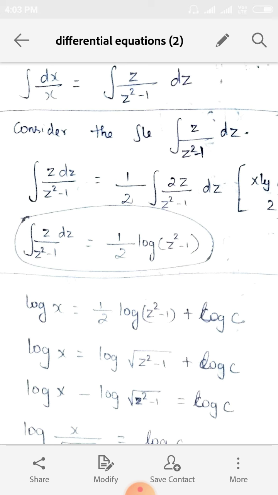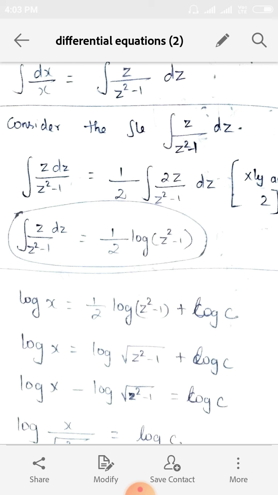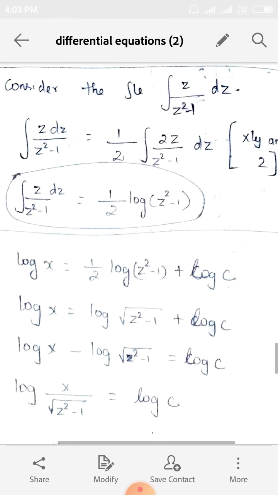Which term is missing? 2 is missing. Okay, when we differentiate the denominator, z square minus 1, we get 2z. See the numerator, which term is missing? 2 is missing. So we have to multiply and divide it by 2. So we get 1 by 2 integral 2z divided by z square minus 1 into dz. And we know the formula.